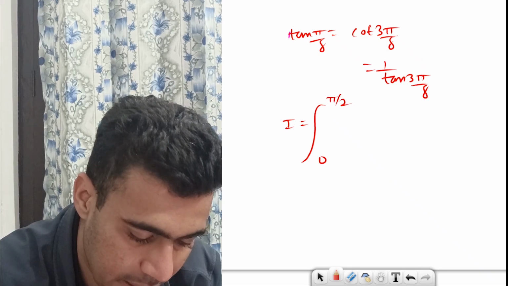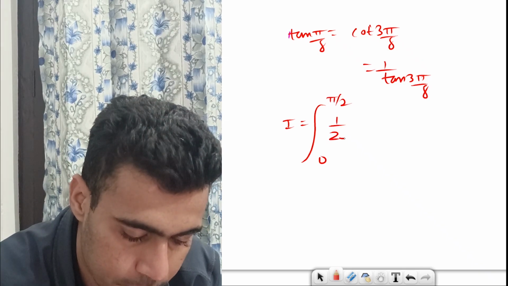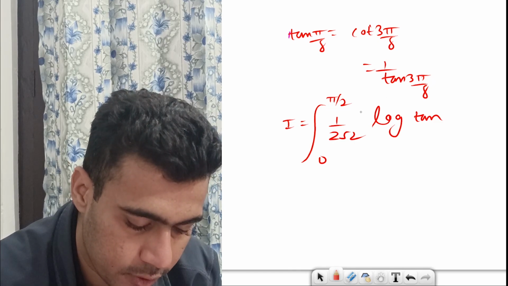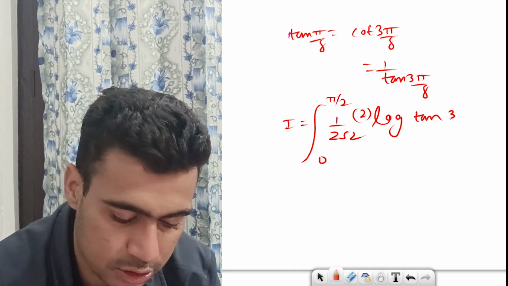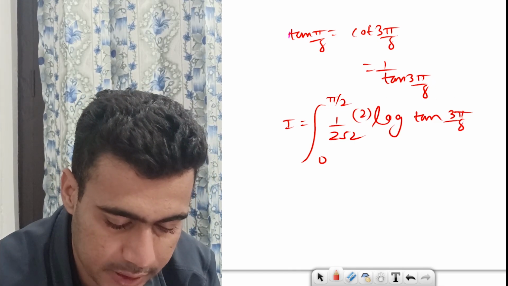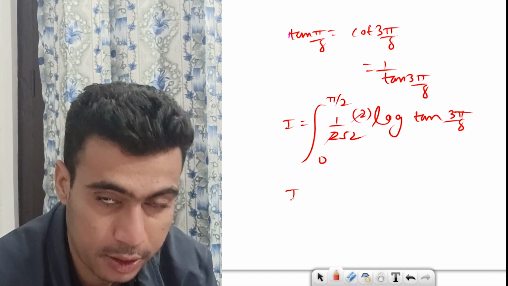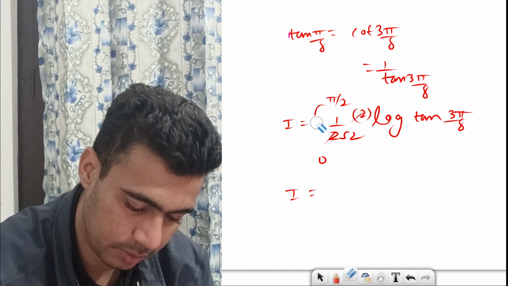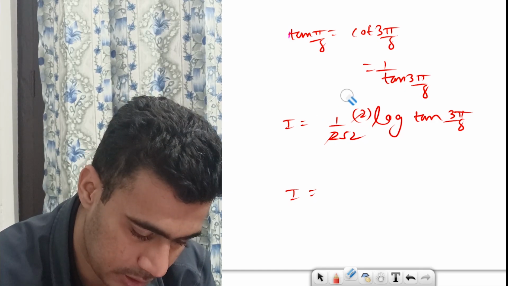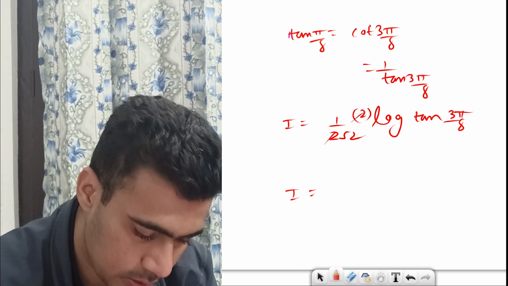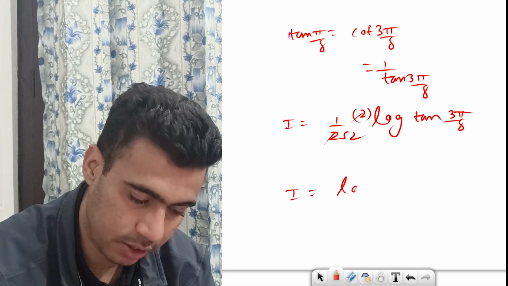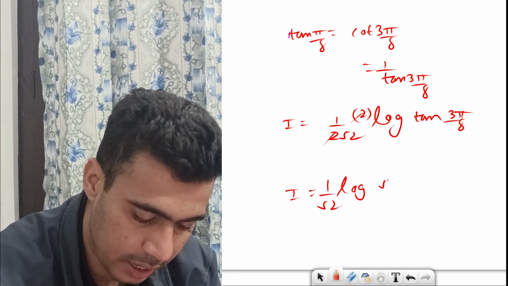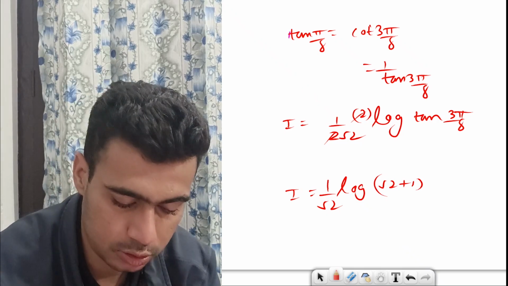So I will be having 1 by 2 root 2, and log of tan square, so that square comes outside as 2, and it becomes tan of 3 pi by 8 only. Tan 3 pi by 8 is root 2 plus 1, and the 2 cancels out. Integration was not there because we have already solved it; we are just putting the limits. So I got this: 1 by root 2 times log of root 2 plus 1.